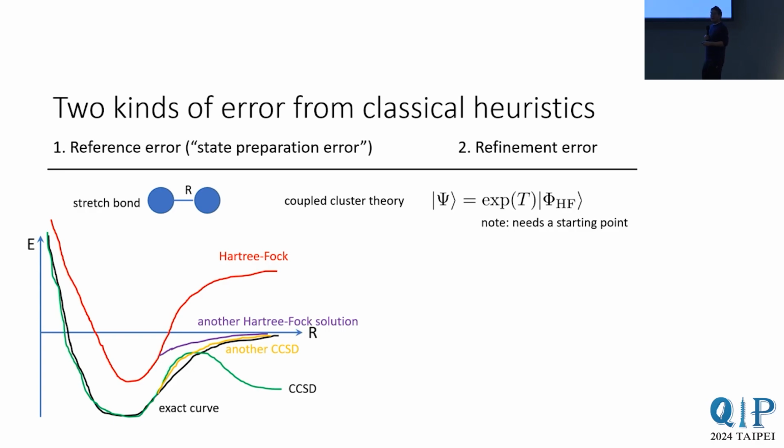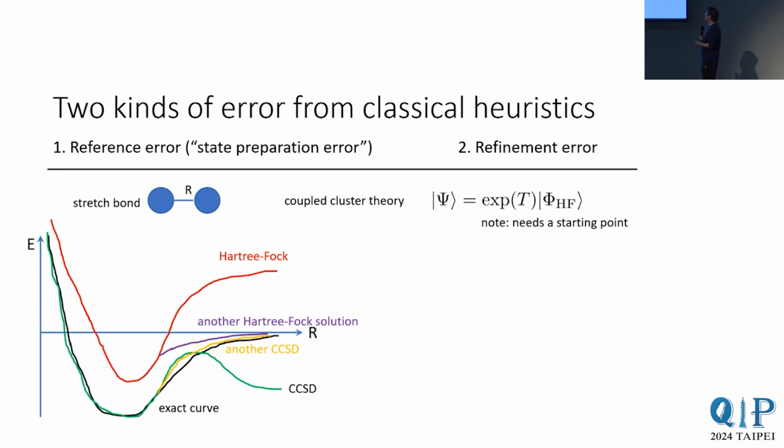But if you now apply coupled cluster theory onto this mean field solution, even at this low level of truncation of this operator, you obtain something that looks like this green curve. And you see this refinement of the energy is extremely good. So it's very, very close to the exact result, up to some point where it starts to go wrong.